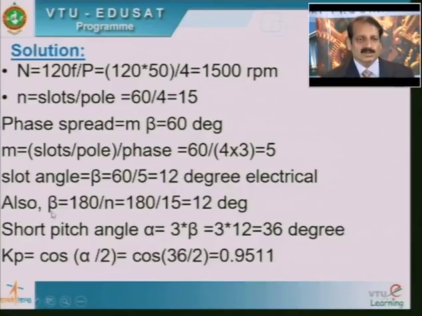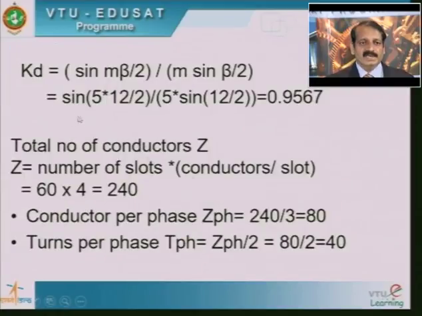So, also beta is calculated as 180 by n. So, this is also possible. So, we will get same answers at 2 steps. Short pitch angle alpha we have calculated as 3 times beta, because coils are short pitched by 3 slots. So, we will get 36 degree, and Kp can be calculated as 0.9511. Kd, when you substitute m is equal to 5, beta is equal to 12, can be calculated as 0.9567.